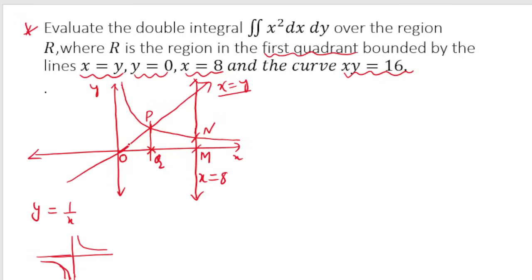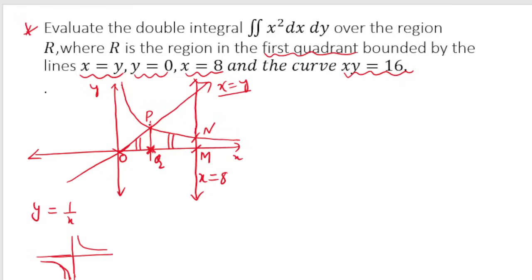It means that we have to take two different kinds of strips, one which will move from O to Q and another which will move from Q to M. So we need two things. I already know the x coordinate, that is 0. I need the x coordinate, that is 8. But I need the coordinate of Q. So how do I get the coordinate of Q?